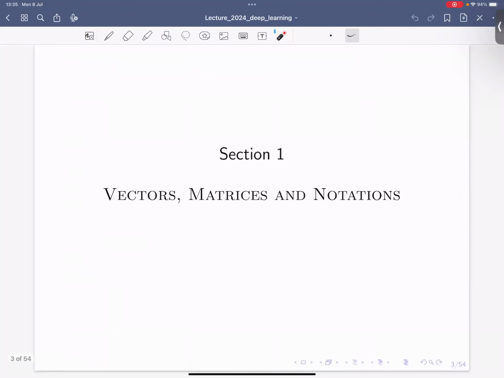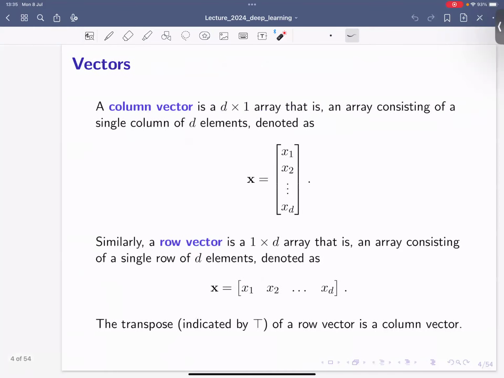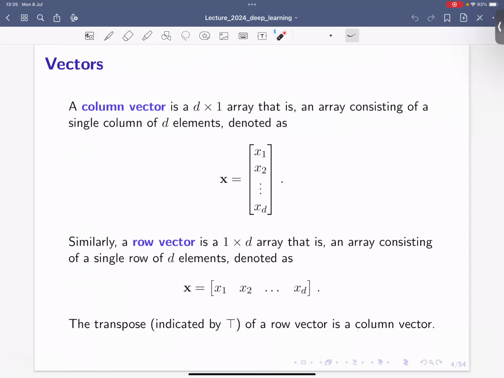So let me get started with section 1. And as I said, let's review first what is a vector. More specifically, what is a column vector? A column vector is simply a d by 1 dimensional array. So this is represented here. You have a vector and you have entries x1 up to xd, right? So we have d entries. And this is here represented as a column of the elements.